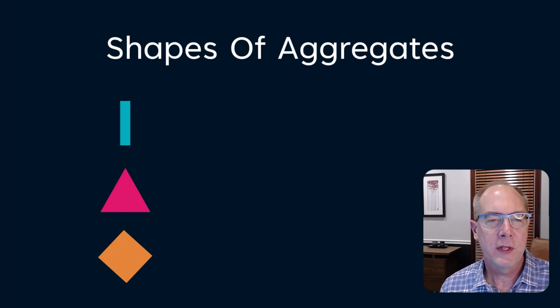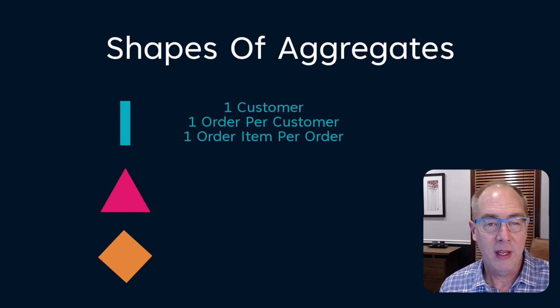Before we talk about running benchmarks, I think it's important to discuss how the shape of data affects performance. I've assigned 3 different shapes to describe the data in the customer aggregates. The first one is the bar shape. It has one customer with one order per customer and one order item per order. So the object graph is tall and narrow, resembling a bar.